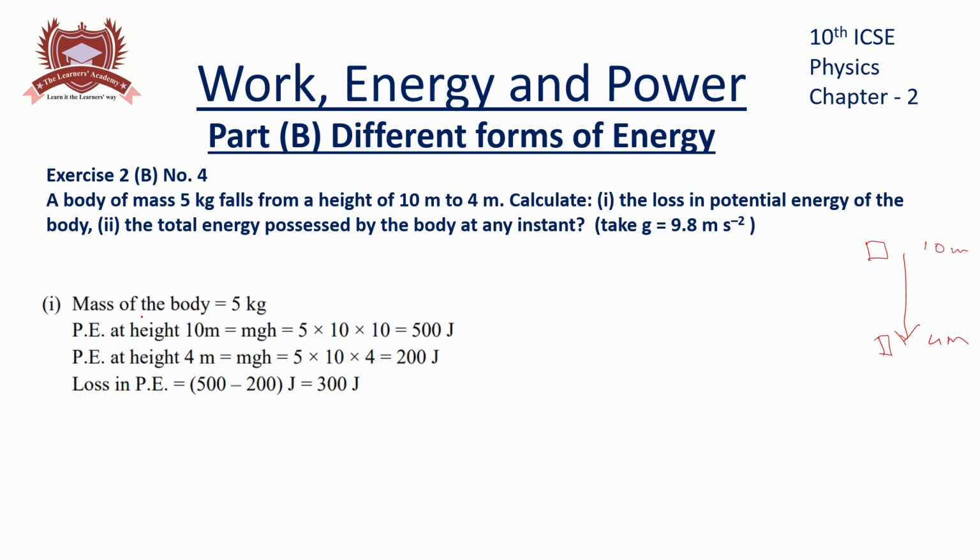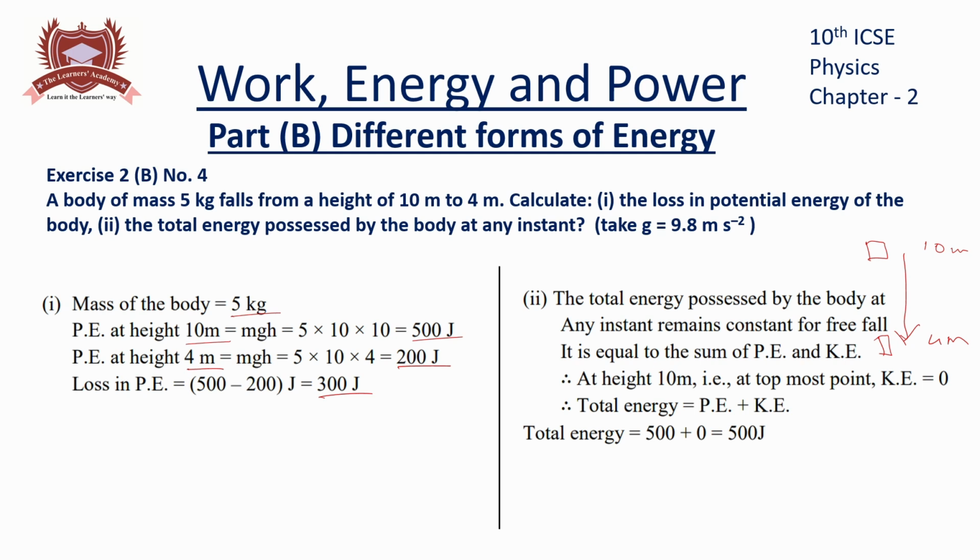So for the first case, we have the mass of the body as 5 kilograms. So potential energy at height 10 would be mgh. So it would be 500 joules. Potential energy at 4 meters height would be mgh. So it would be 200 joules. Loss in potential energy would be 500 minus 200 joules. So that would be 300 joules.